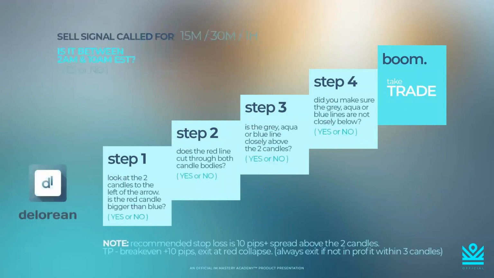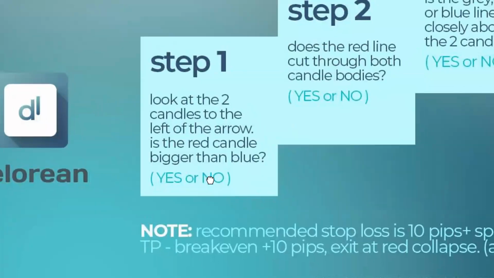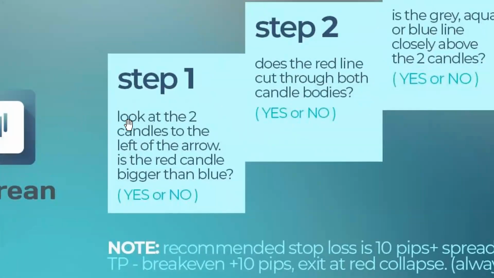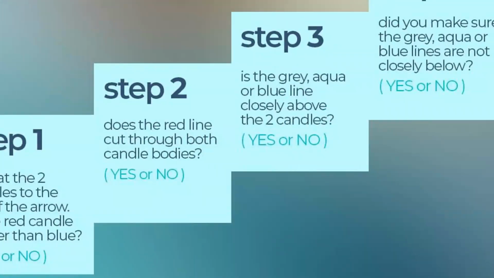So if we look at a sell, we can see here, we're going for a sell right here. So this is a sell. The first step, when we look at the arrow, it should be a red arrow pointing down. We look at the 2 candles to the left of the arrow. Is the red candle bigger than the blue? You need to look at that. Then look at the other one. Afterwards, does the red line cut through both candle bodies? You need to look at that as well.